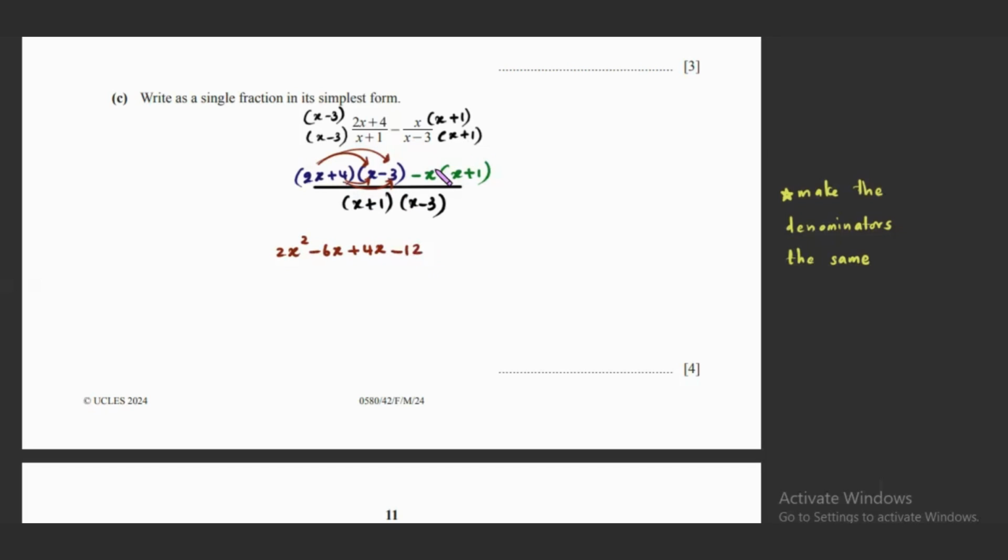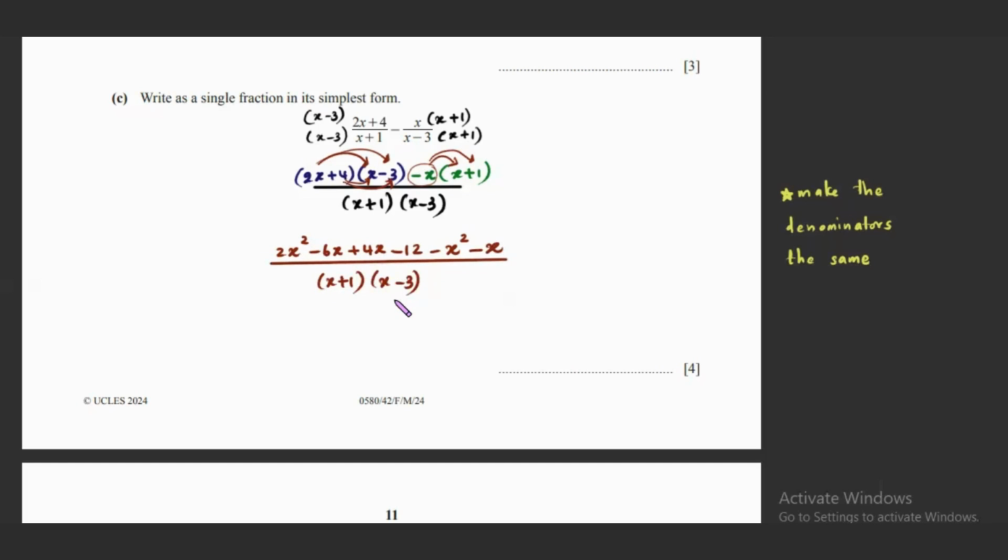Then using this minus x, I need to times both the terms in the second bracket. So minus x times x is minus x squared. Minus x times 1 is minus x, or minus 1x. So this will be written over this denominator, which is x plus 1, x minus 3.